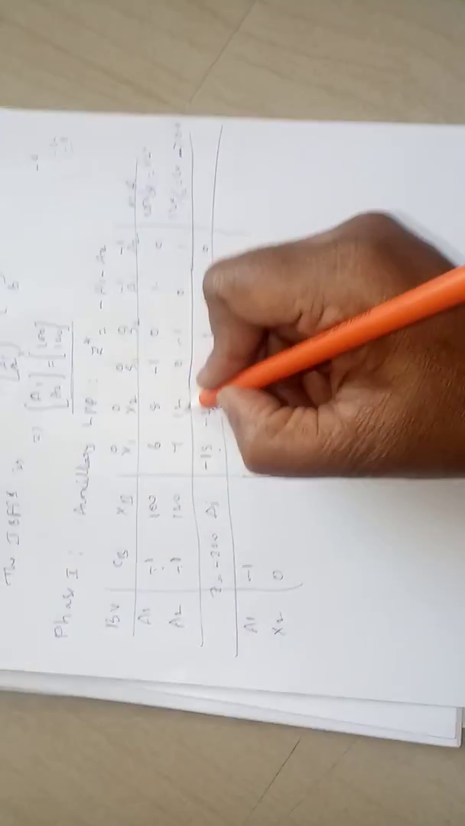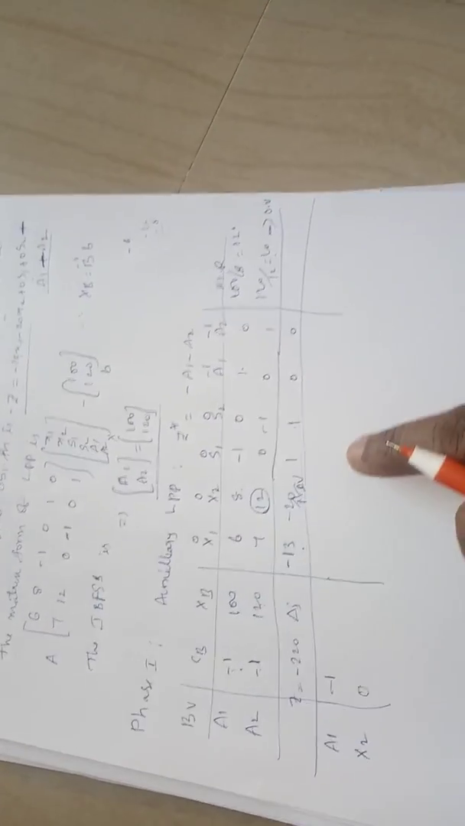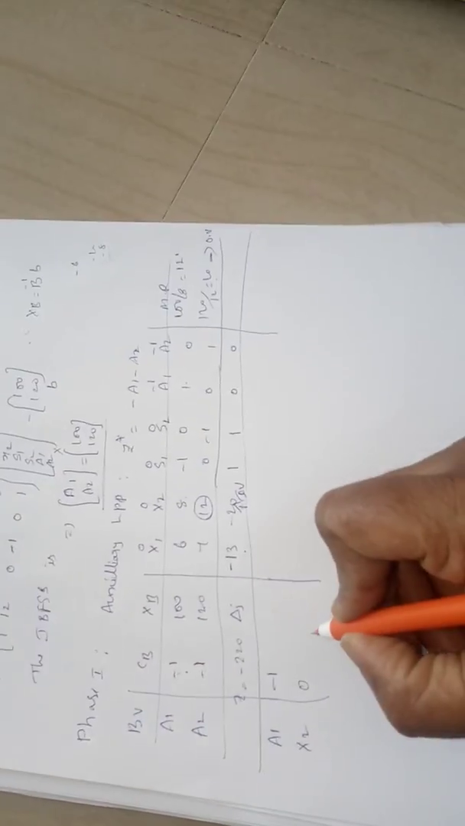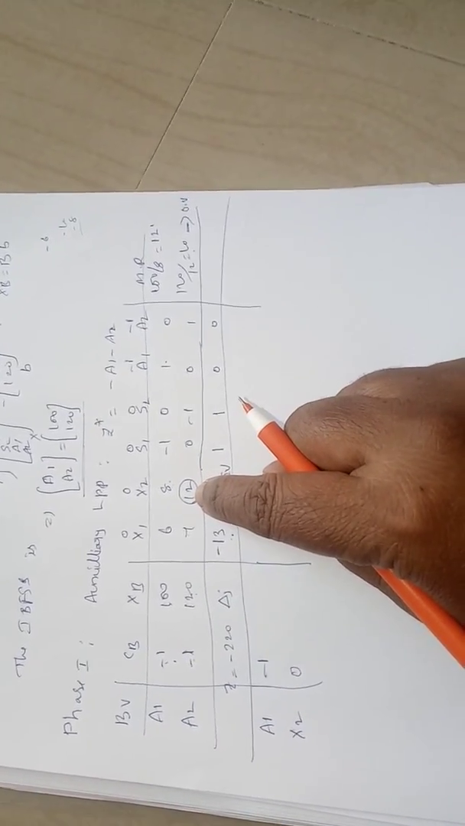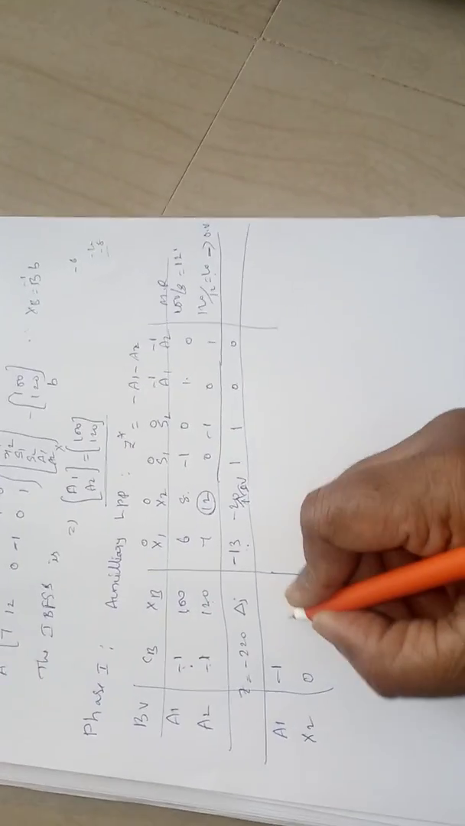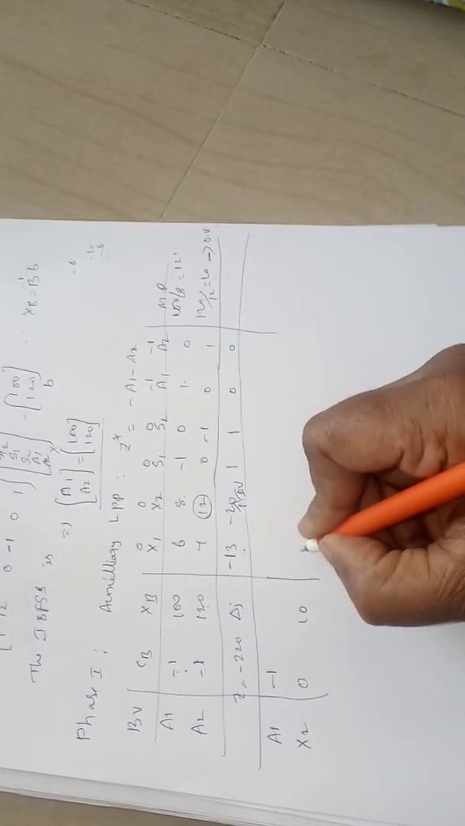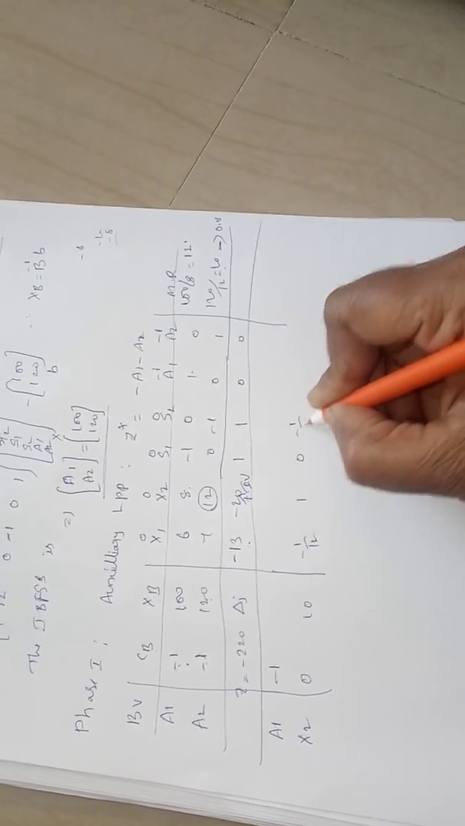So what is the key element here? 12 is the key element, but the key element should always be 1. But here you don't have that 1. So that's why you have to apply a row operation on this entire row, and the above value should become 0. So how will it work? To get 1, you have to divide this element by 12. Not only this element, this entire row. That's why 120 by 12 means 10, minus 1 by 12, 1, 0, minus 1 by 12.